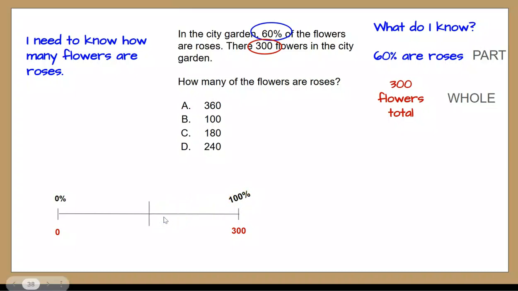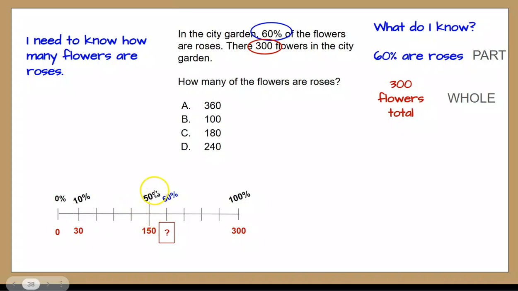So I know I can go halfway, because half of 100 is 50, so that would give me 50%. Half of 300 is 150, but I'm not quite there. I still need 10% more. 100, I know, can be broken down into 10 pieces, and each of those pieces would be 10%. So to find this 1/10 piece, I could take 300 and divide by 10. 300 divided by 10 is going to give me 30.